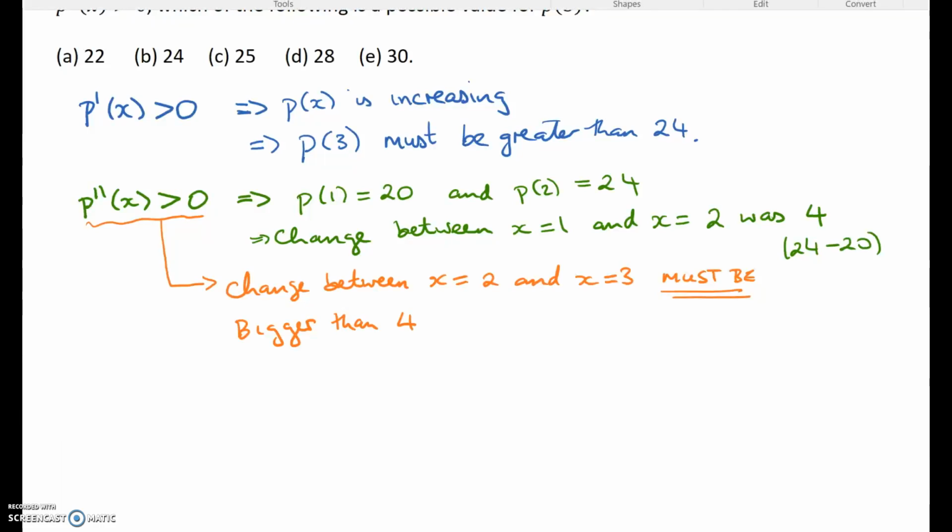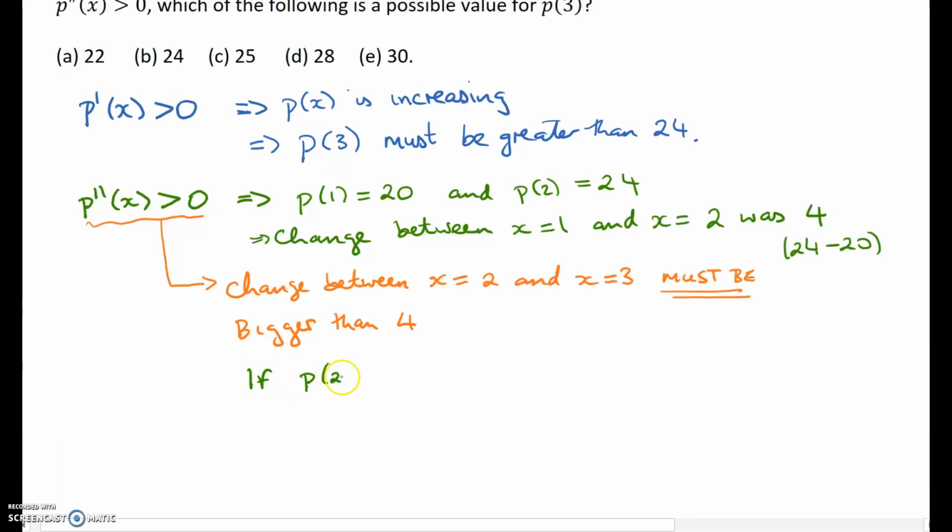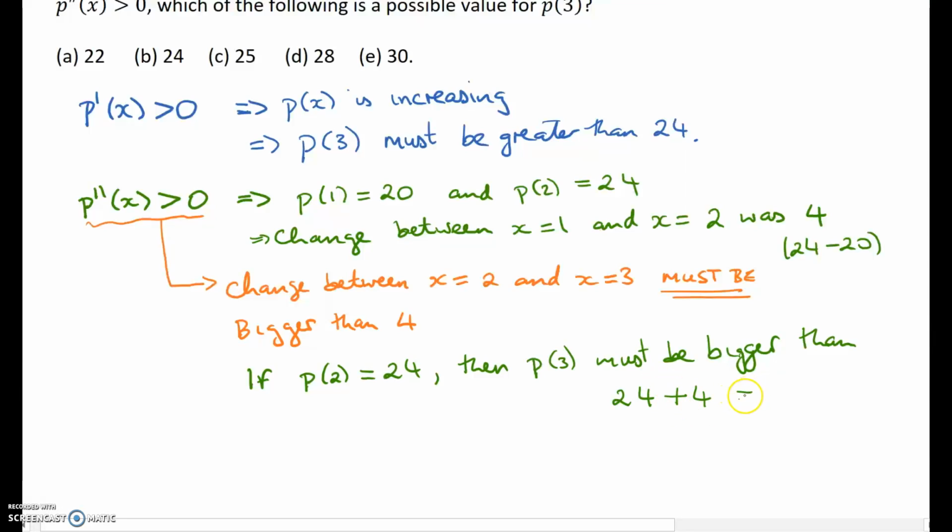So if P of 2 is equal to 24, then P of 3 must be bigger than, okay, what was P of 2? P of 2 is 24, and we've just said in orange here that the change between 2 and 3 must be more than 4, so it must be bigger than 24 plus 4, which is 28. So P of 3 must be bigger than 28.